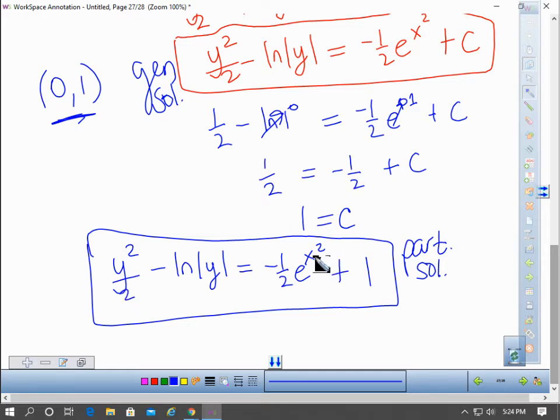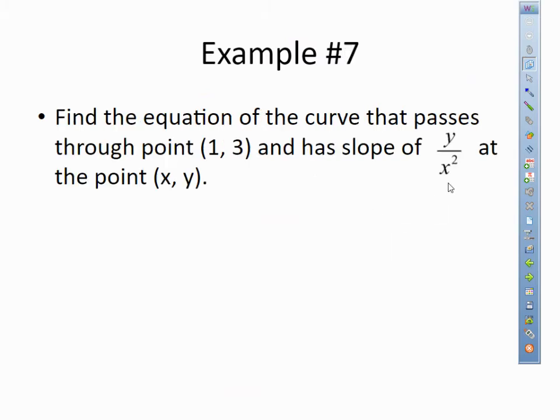All right, so when you plug in 0 for x and 1 in for y, it makes a true statement. All right, believe we did all that one.